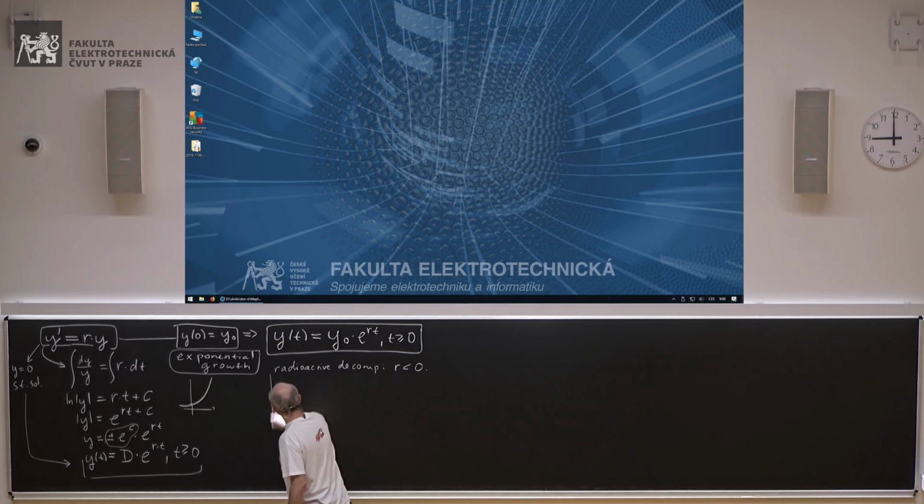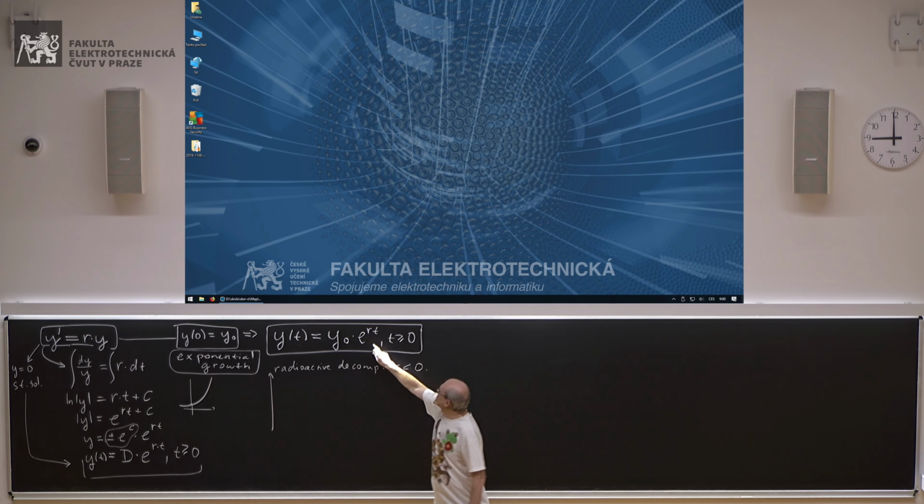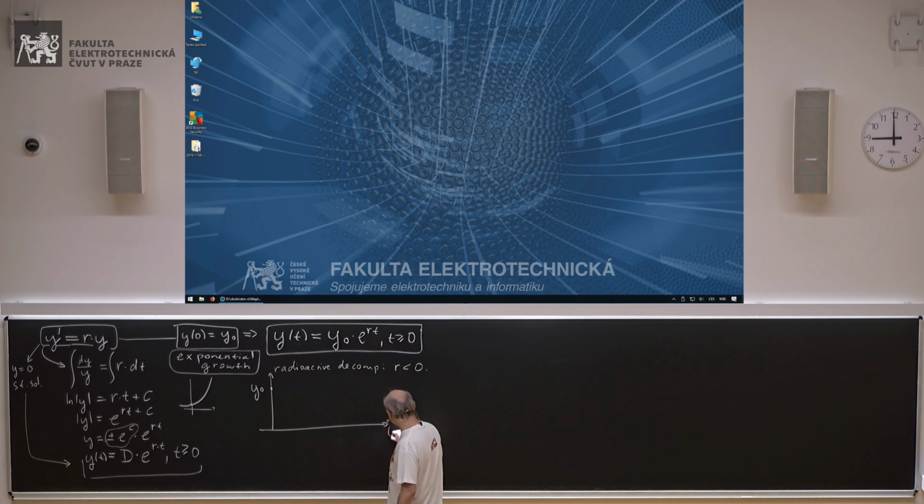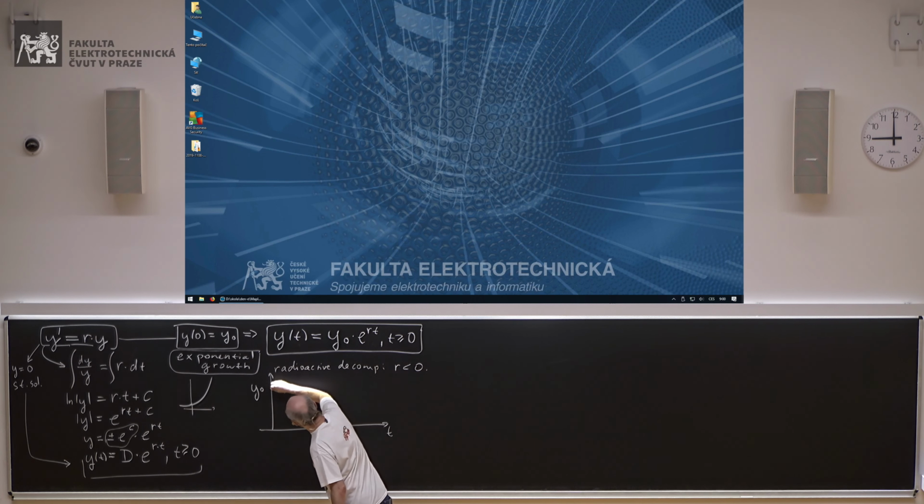How does it look? Well, we all know how the exponential looks. Well, where is it? Here. That's the formula. We know how it looks when R is negative. It looks like this. Here is Y naught. That's where you start. Here is time. And it goes like that.